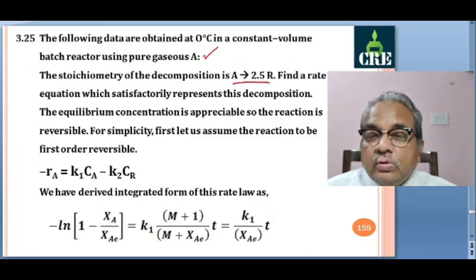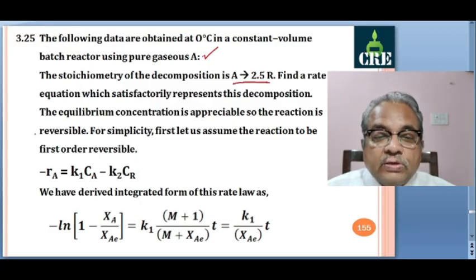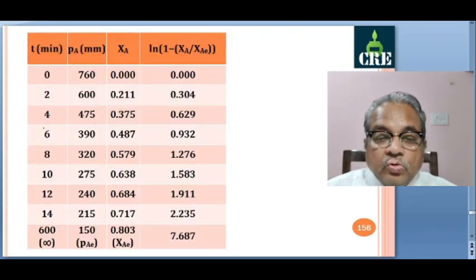Okay. Find the rate equation which satisfactorily represents this decomposition. Equilibrium concentration is appreciable, so the reaction is reversible. For simplicity, first let us assume the reaction to be first order reversible. Okay. In the data provided, this is the data and these are our calculated values.